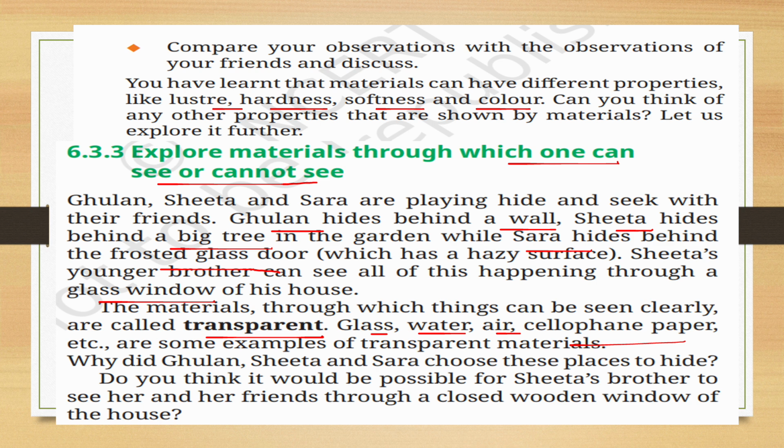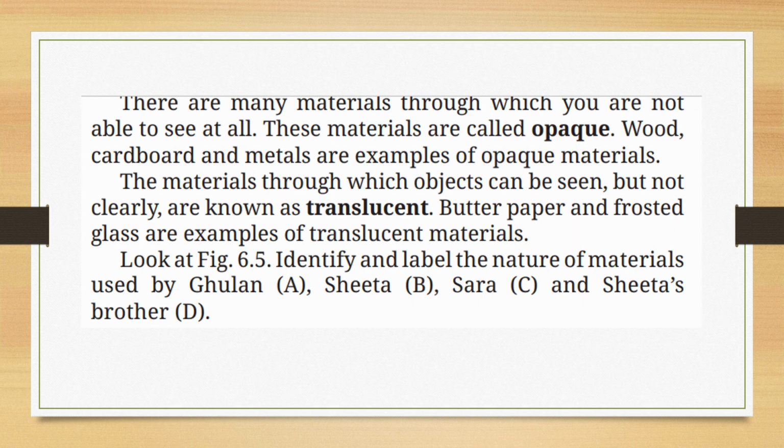Why did Gulen, Sheeta and Sarah choose these places to hide? Do you think it would be possible for Sheeta's brother to see her and her friends through a closed wooden window of the house? Is it possible? No. There are many materials through which you are not able to see at all. These materials are called opaque. Wood, cardboard and metals are examples of opaque materials. So, opaque materials are those materials through which we are not able to see at all.